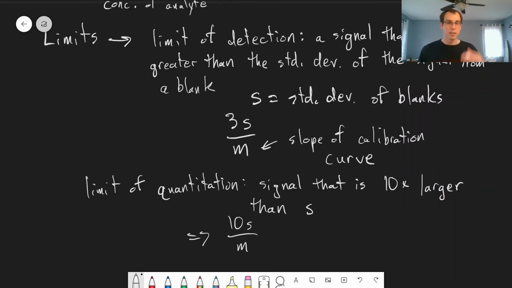Once we get below that 10 times the standard deviation, we can say that it's there, but the range of values you'll get from that peak or from the signal makes it difficult to actually get an accurate quantitative result. So when you're below the limit of quantitation, you can generally give qualitative answers like, oh, the thing that I'm looking for is there, but you can't really say exactly how much of it there is until you're at that 10 times level, the limit of quantitation.